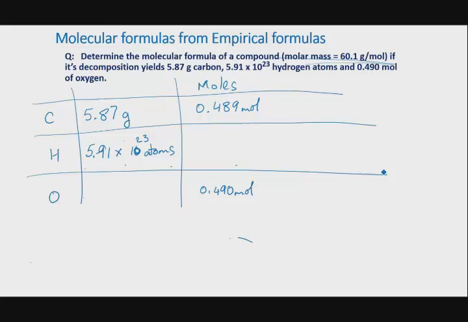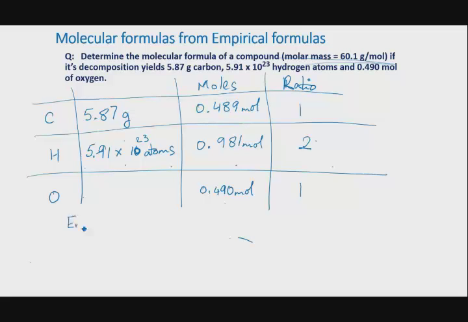We know atoms of hydrogen. Can we convert atoms of hydrogen to moles of hydrogen? Absolutely we can, using the Avogadro's number this time. So when you do that conversion in 3 significant figures, that comes out to be 0.981 moles of hydrogen, and of course moles of oxygen was given. Once we know the moles of all the elements, we can now figure out the lowest whole number ratio by dividing each of these moles by the smallest. So we get 1 is to 2 is to 1.